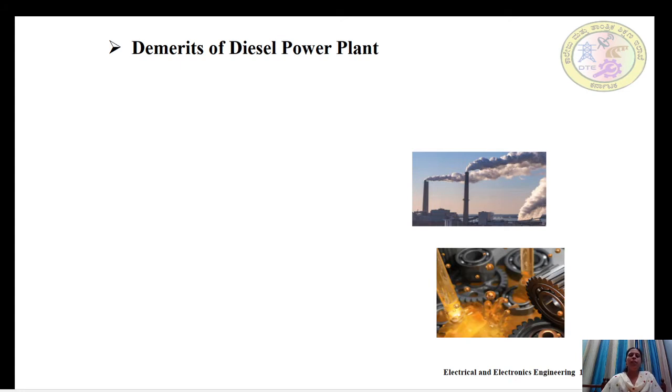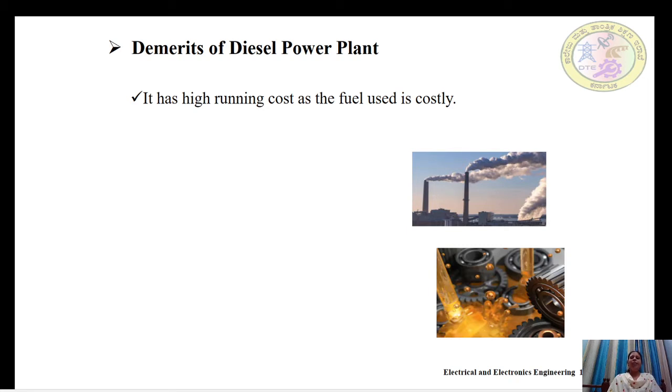What are the demerits of diesel power plant? It has high running cost as the fuel used is costly. As we know, the cost of petrol and diesel nowadays is increasing like anything. So the running cost of these diesel power plants is high because of this fuel only.